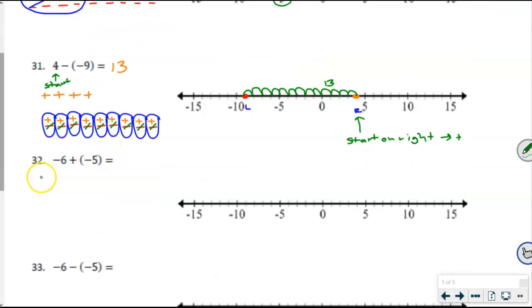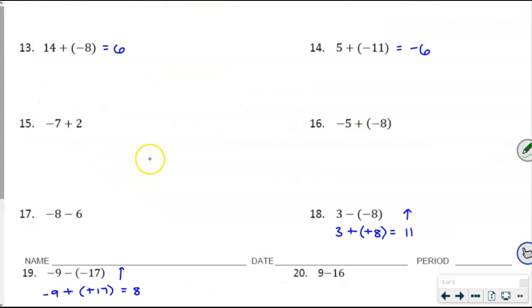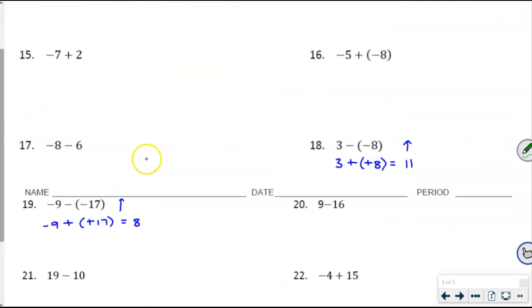And again, you get to complete those as homework. So anything we have not finished in class is homework, including any of these that you did not finish.